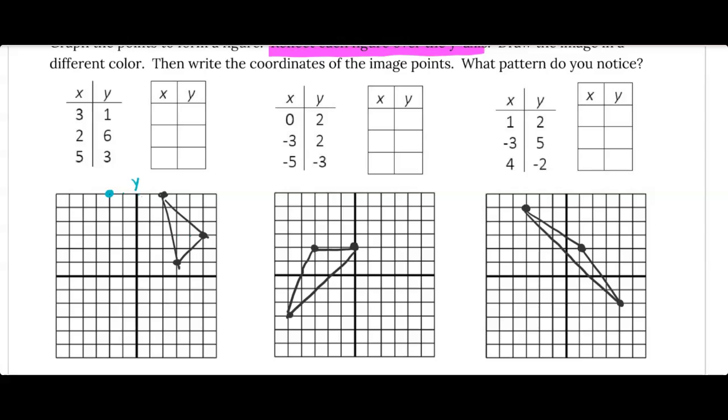This point goes 1, 2, 3, 4, 5, and then 1, 2, 3, 4, 5. And then this point will go 1, 2, 3, and then 1, 2, 3 here. So we see this figure. So 3, 1 became negative 3, 1. 2, 6 became negative 2, 6. And 5, 3 became negative 5, 3.